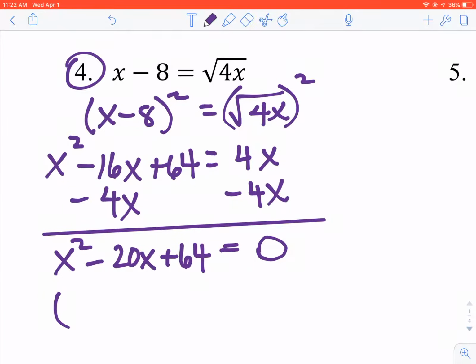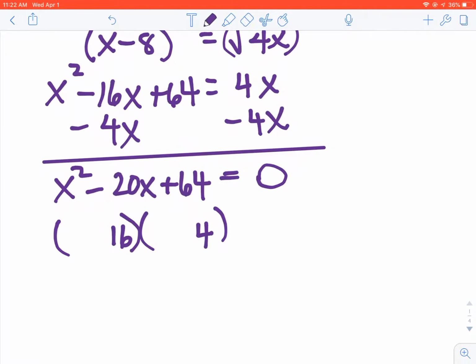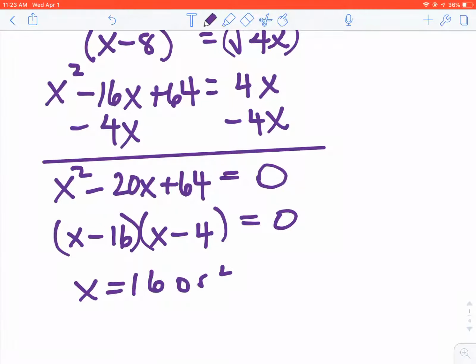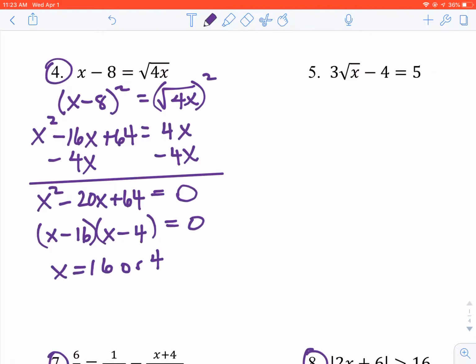Oh, and I think 64 is 16 times 4, I believe, right? Yep, so they're both going to be minus, so x minus 4, x minus 16 equals 0. So that means x is either equal to 16 or 4. And remember, you have to check. You can't just let it go. You have to check, and you have to check in the original.